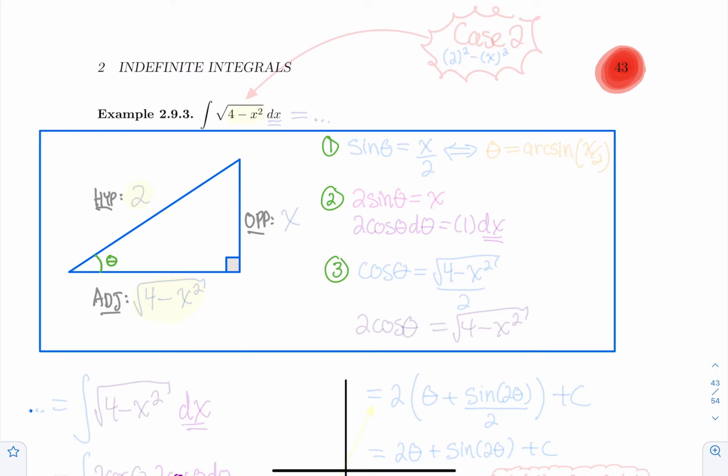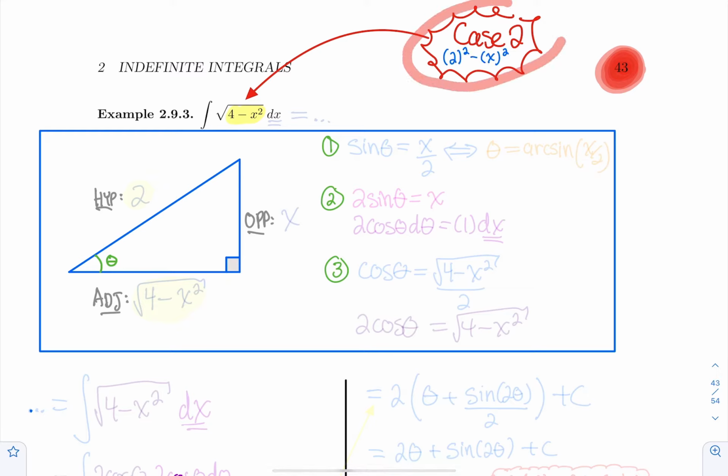But what we see inside is a nice difference. I have 4 minus x squared, so that's a nice difference of squares, and the constant is first. So boom, this is a case 2 problem, where you have a difference of squares. So here, in the 4 minus x squared, just to make sure that you see it, 4 is 2 squared, and x squared is, of course, x squared.